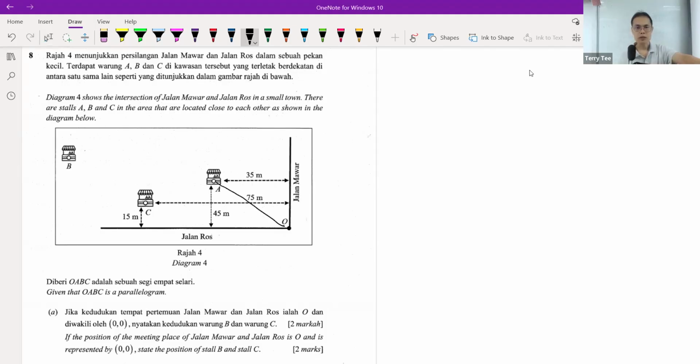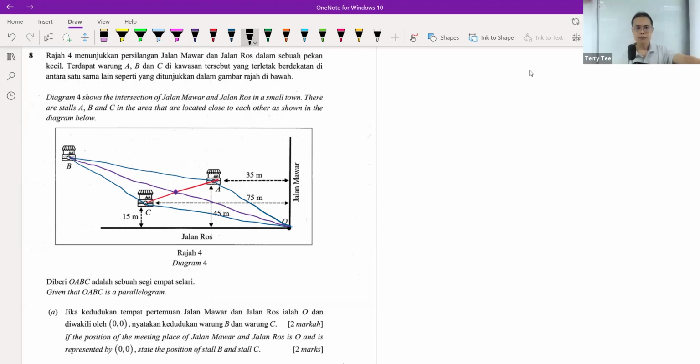So let me just draw A. Maybe I use a different color, easier to see. OABC. B is here. Oops, my line is ugly. C is here. So this is a parallelogram. One of the features of a parallelogram is that the midpoints of the diagonals are always the same. Let's say this is your first diagonal, the red line, and the second, maybe I use a purple line. So we join them together, there you go, this midpoint must be the same.